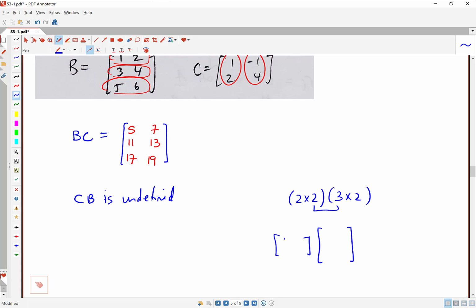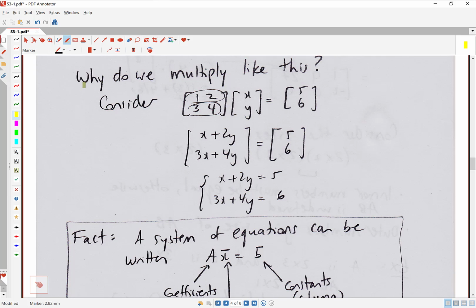So when you try to form your first dot product, you'd be taking this row with that column, and there's a mismatch in the number of components there, so you can't form that dot product. So let's talk about why we multiply like this, because matrix multiplication is quite strange.